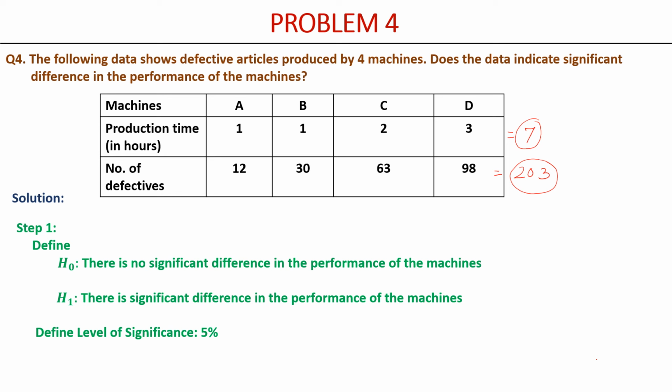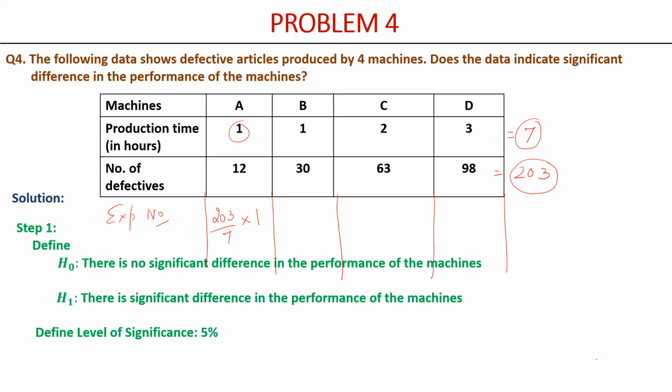So if I want to find the expected number of defectives, consider the proportion of the number of defectives. See, the total number of defectives is 203 in 7 hours. Then in 1 hour it is 203 by 7. Correct? So for machine A, 203 divided by 7 will be the proportion of defectives. And how many hours is it running? It's only running for 1 hour. So you multiply that proportion of defectives by 1. That will give me the expected number of defectives.